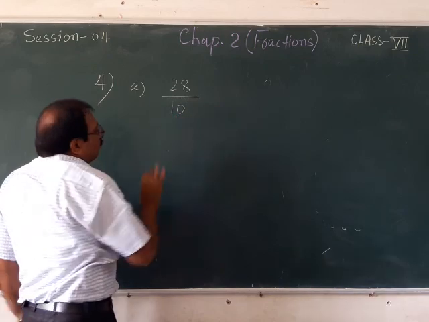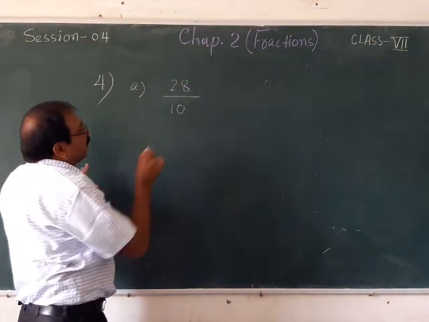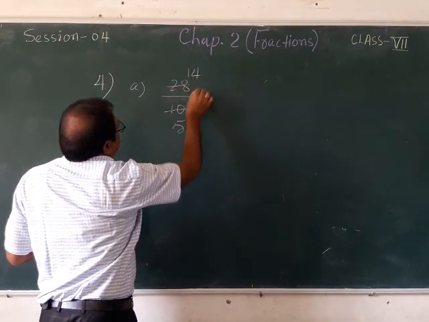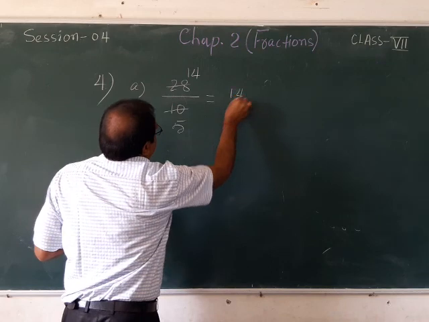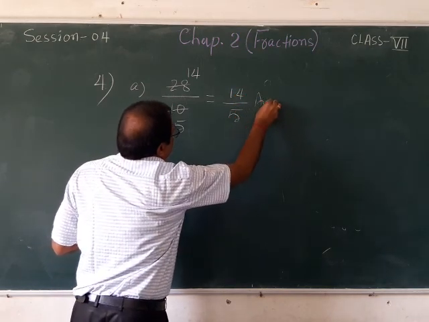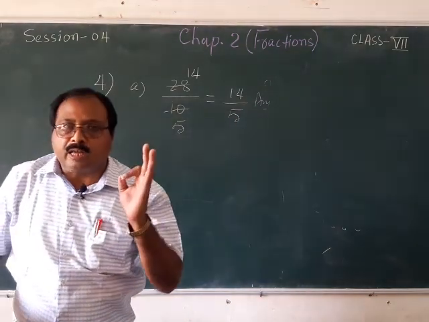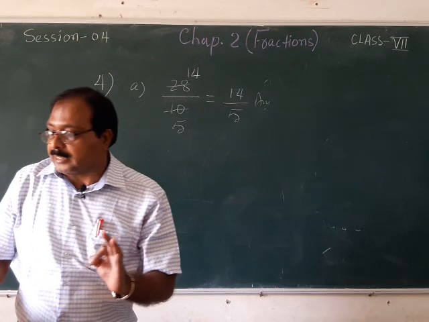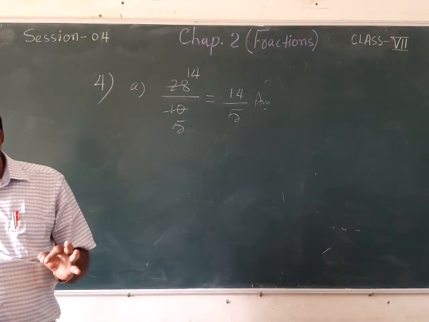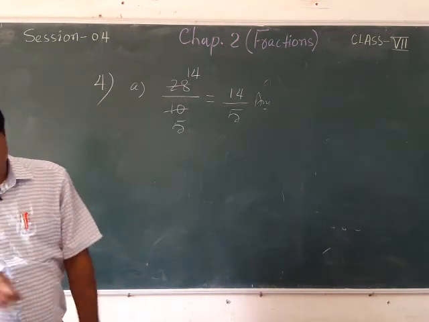You have to decide on a number which can divide both the numerator and the denominator. So 2 can divide: 2 fives are 10 and 2 fourteens are 28. By dividing the numerator and denominator by 2, you get 14 upon 5. This is called the simplest form, or the lowest form, of this fraction. Like that you can do all these questions. Part B you can also do, part C you can also divide. I am talking about part D.